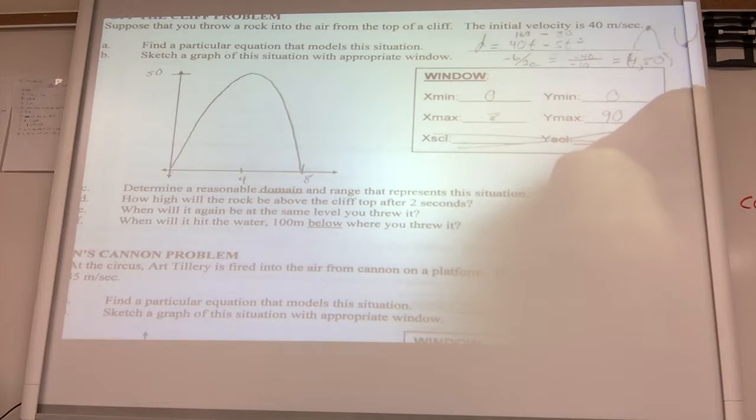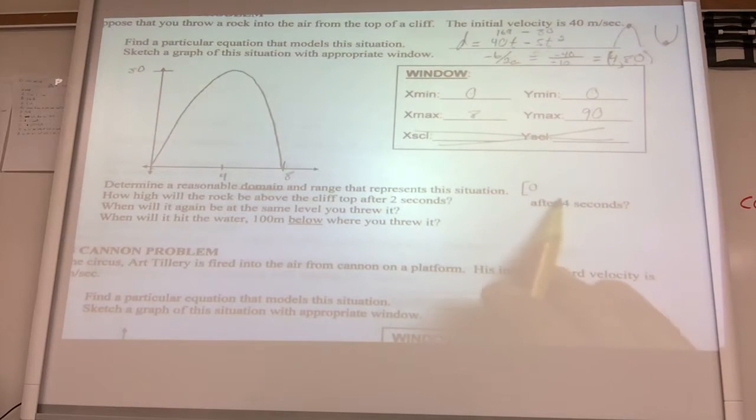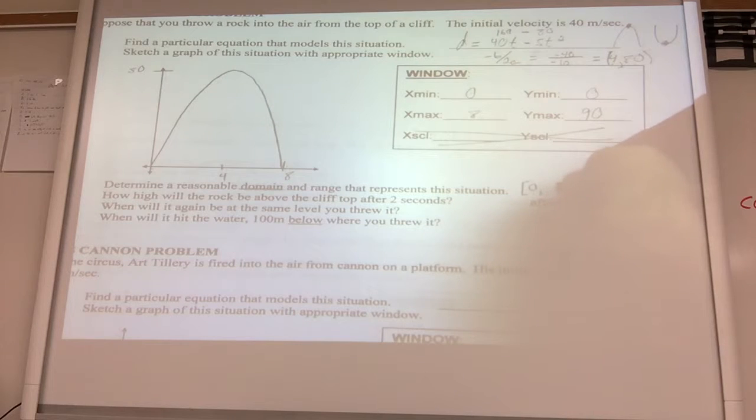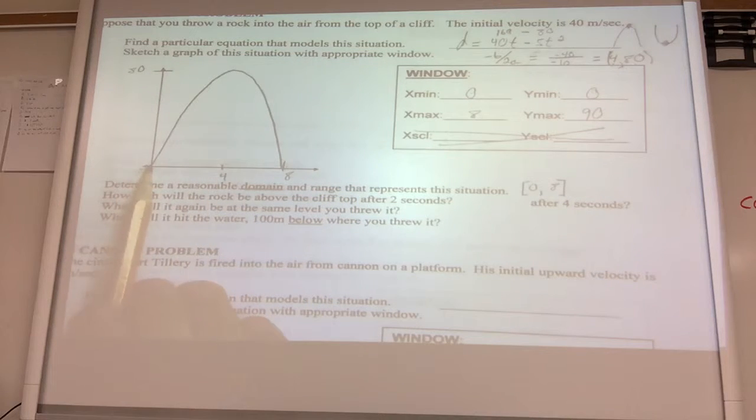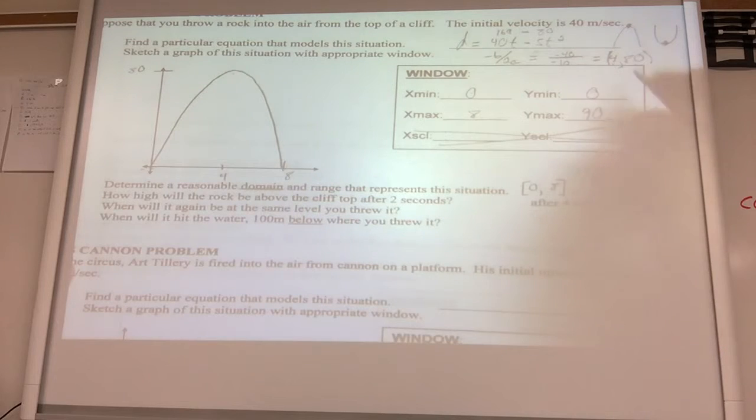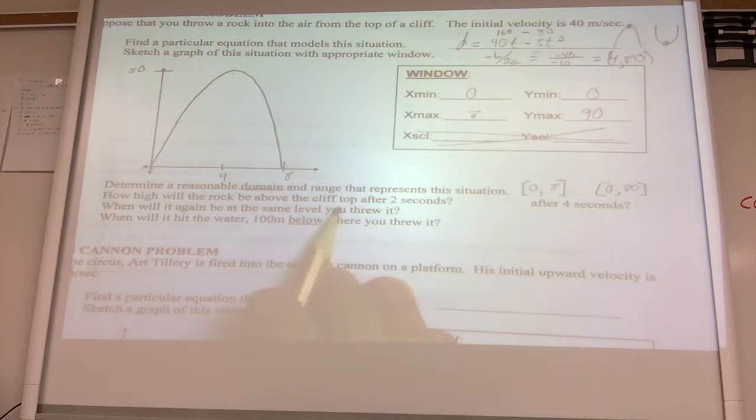So anywhere from 0, and I'm going to put a bracket because I'm actually holding the rock in my hand at 0 seconds, to 8 seconds when it hits the ground. Okay, 0 to 8 seconds. A range can go anywhere from 0 to a height of 80 feet. 0 to 80 feet.